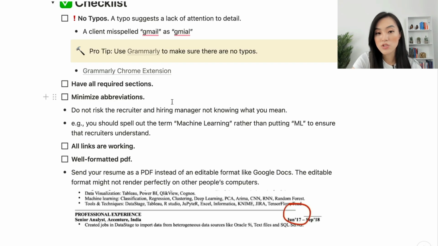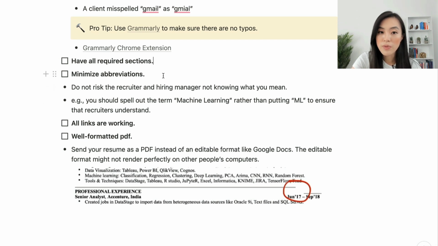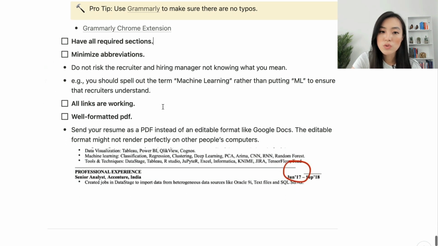Okay, another item on the checklist is to make sure you have all required sections. There are only 4 required sections: contact information, professional experience, technical skills, and education. Another thing to notice is to make sure you minimize abbreviations. Do not risk the recruiter and the hiring manager not knowing what you mean. For example, you should spell out the term machine learning rather than using ML to ensure that recruiters understand.